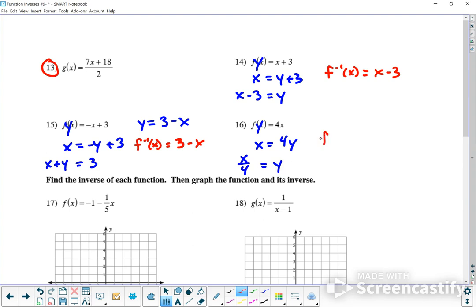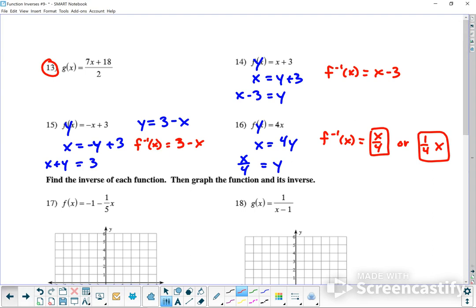So that means the f inverse is going to be x over 4. Or you can call it 1/4 x. Either way is fine. You can write it like that, or you can write it like that, depending on how you like it. So that was just finding inverses.